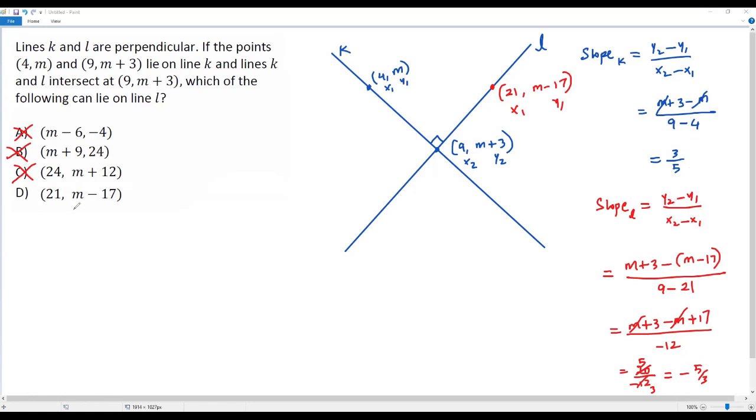So clearly, when I take this point on line L, the slopes of line K and line L have opposite signs, and also they are reciprocal to each other. So the two lines K and L are perpendicular. So this is a point we have on line L. The correct answer choice for this question is D.